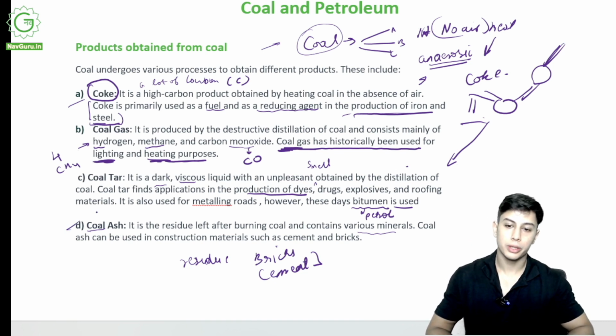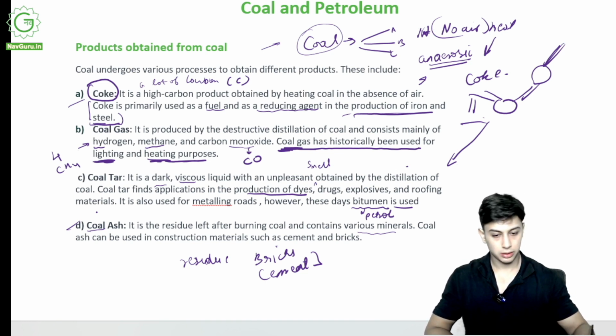So what all products? Coke, coal gas, coal tar, coal ash. How they are obtained and where they are used. These two things are always important.